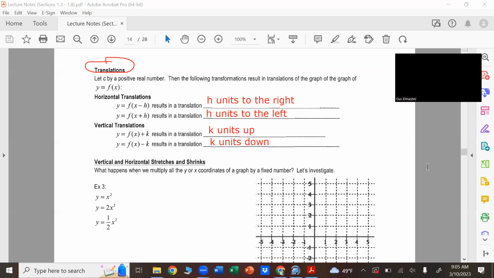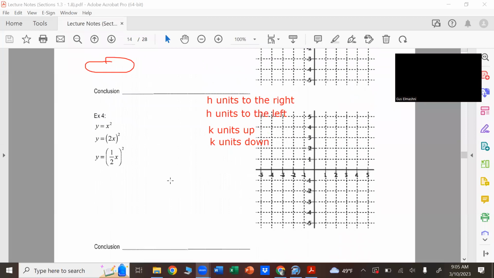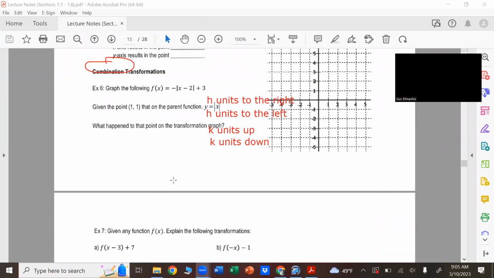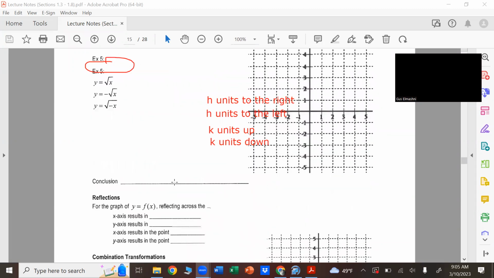Okay, questions? No? All right, let's talk about these changes and then summarize that, and then we'll reflect, and then we'll combine all this stuff.